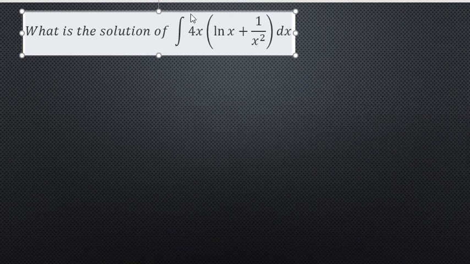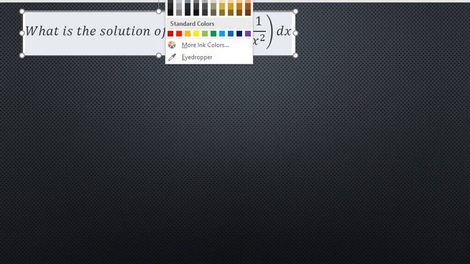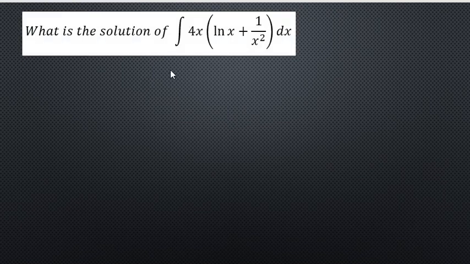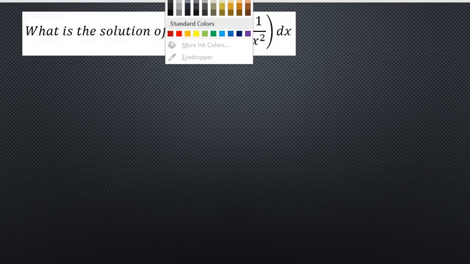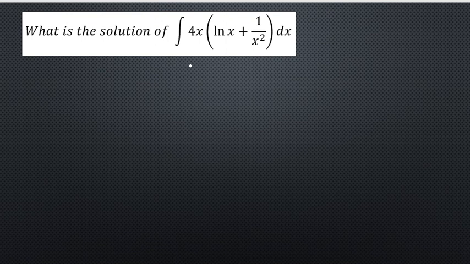So how to integrate? Let us see again step by step the process. What does it say? If f of x, the integral of 4x, then in bracket ln x plus 1 over x squared dx. This is what we are asked.